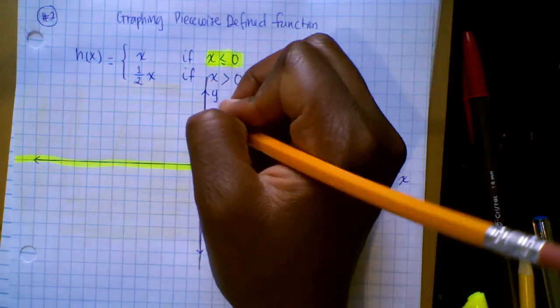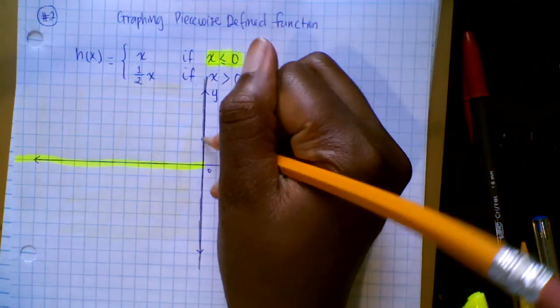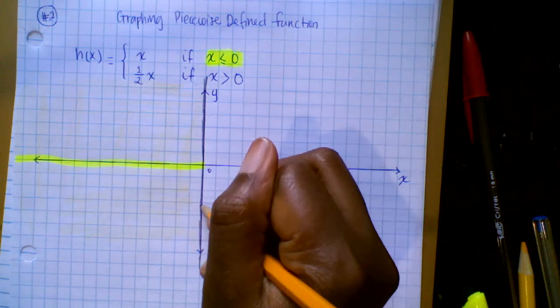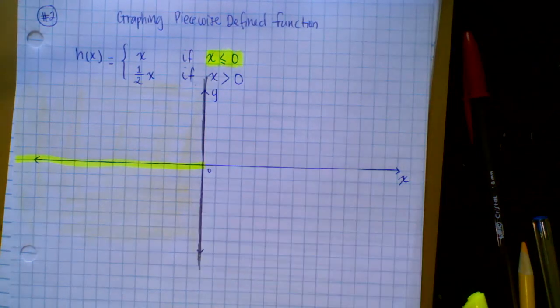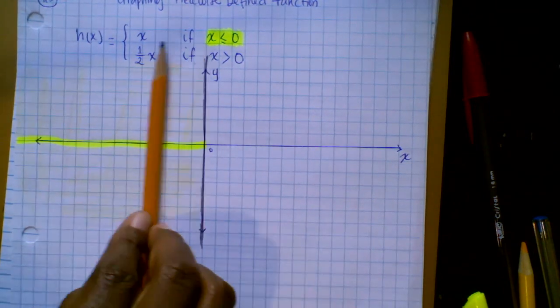Since this line is also the y-axis, it also helps. But let me make it a little bit wider, thick. So I know that the line I'm going to graph cannot cross it over. The line is to sit right here in its domain.